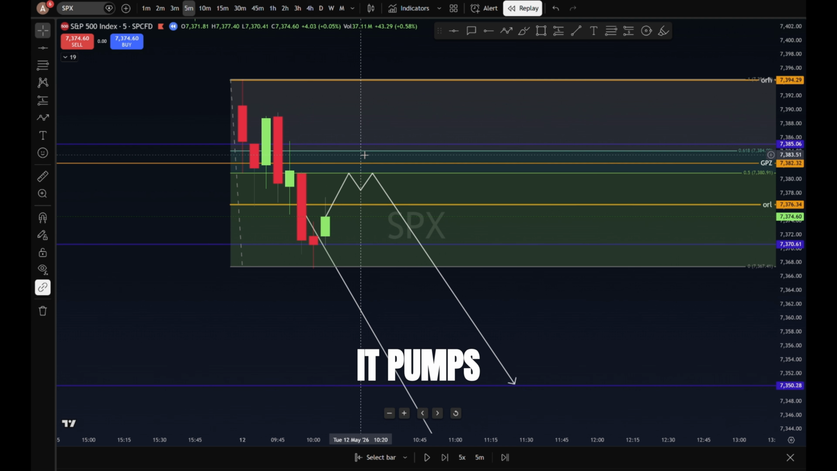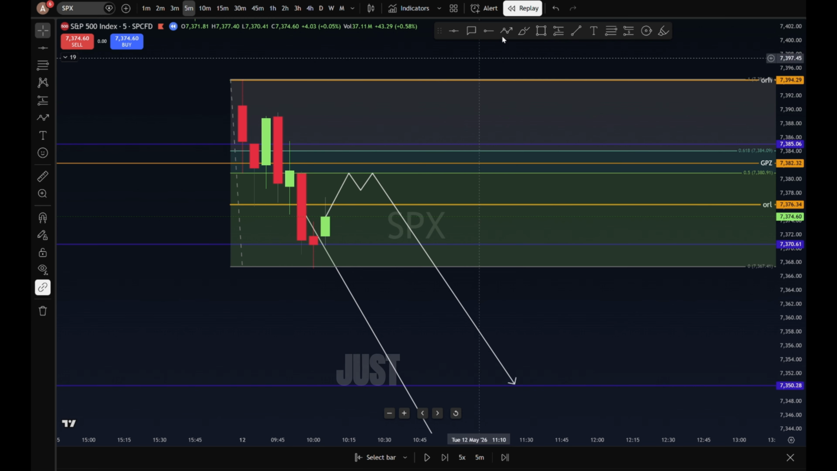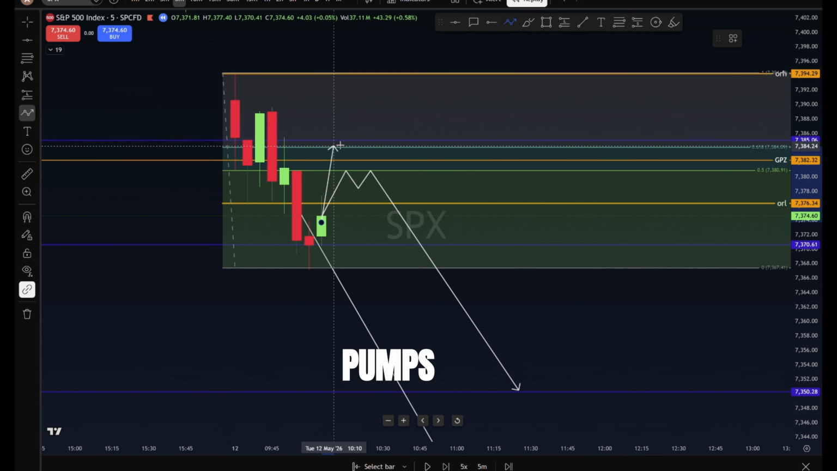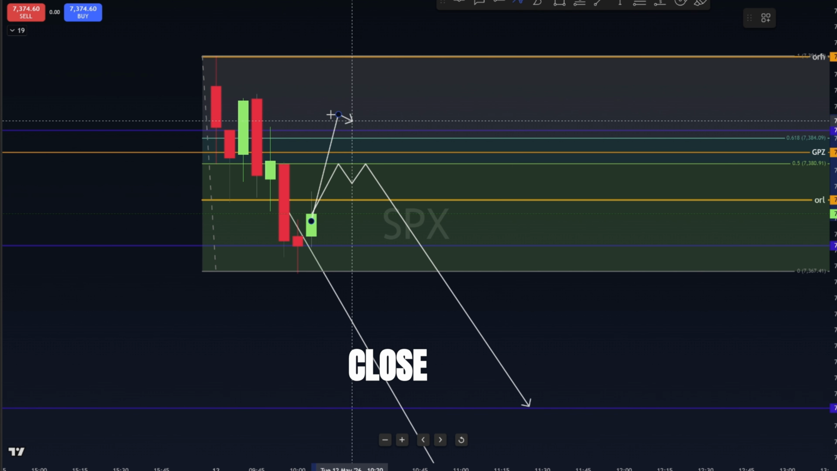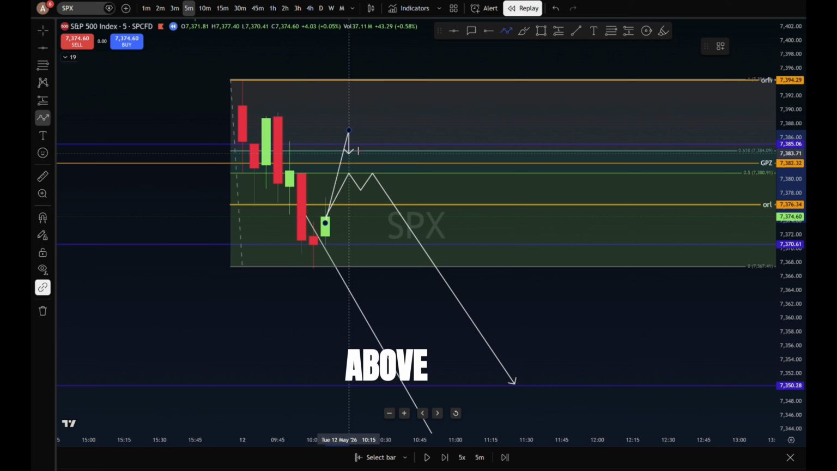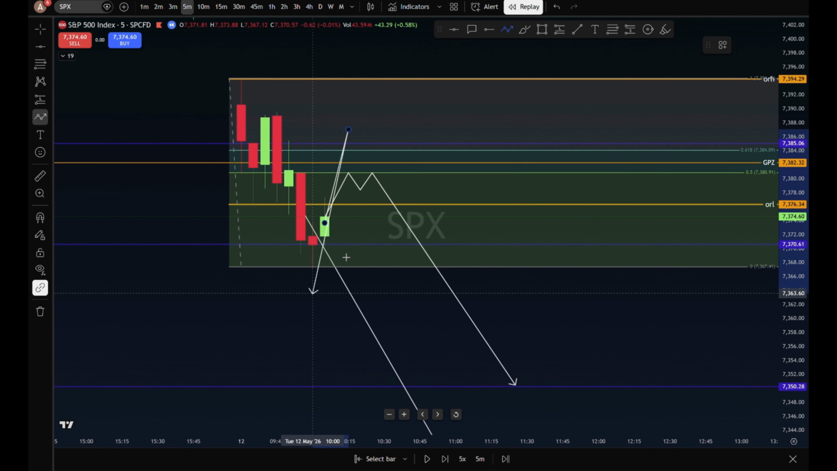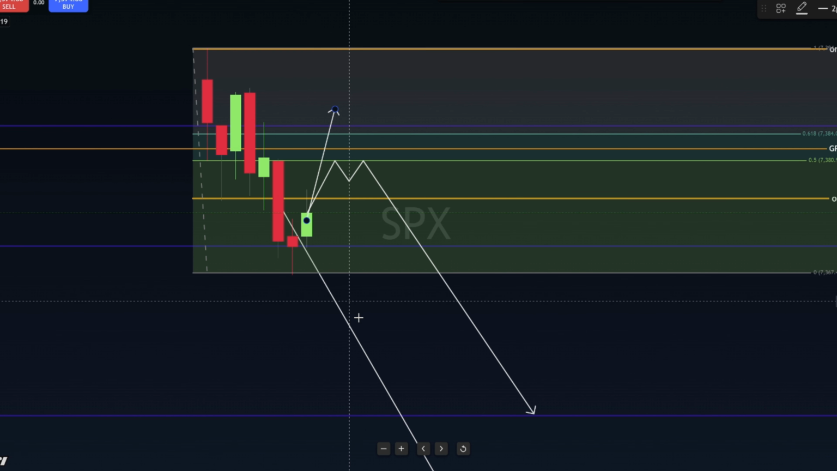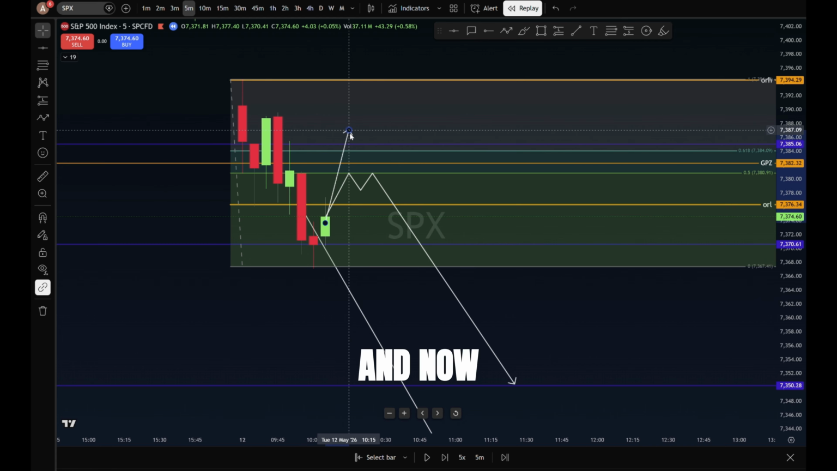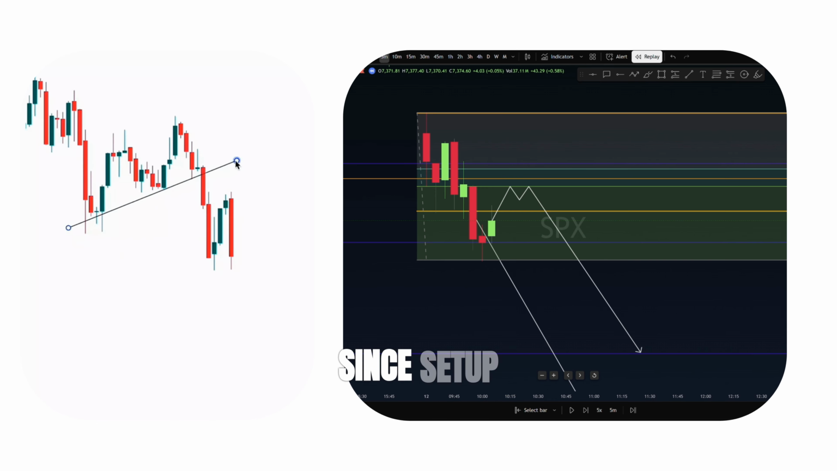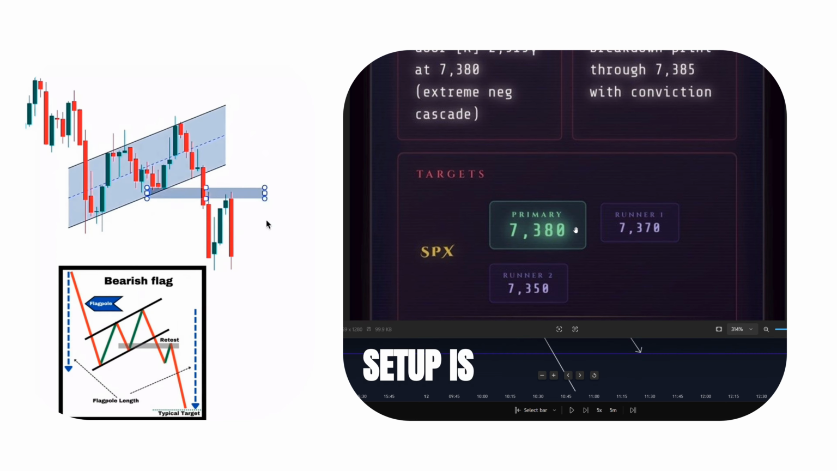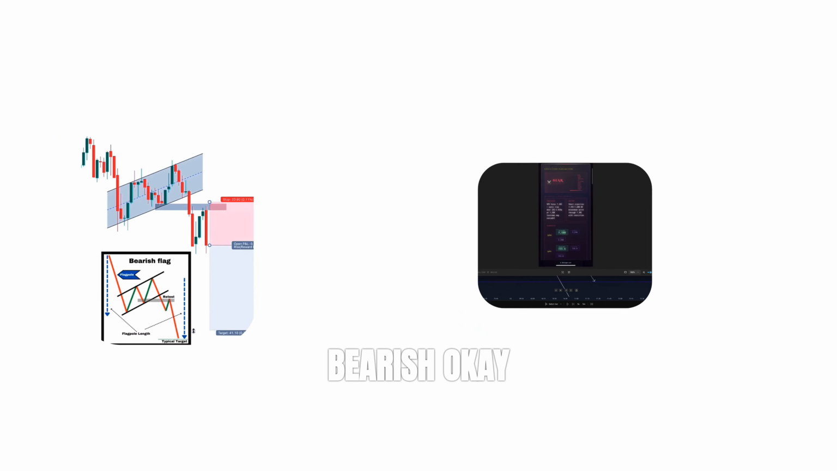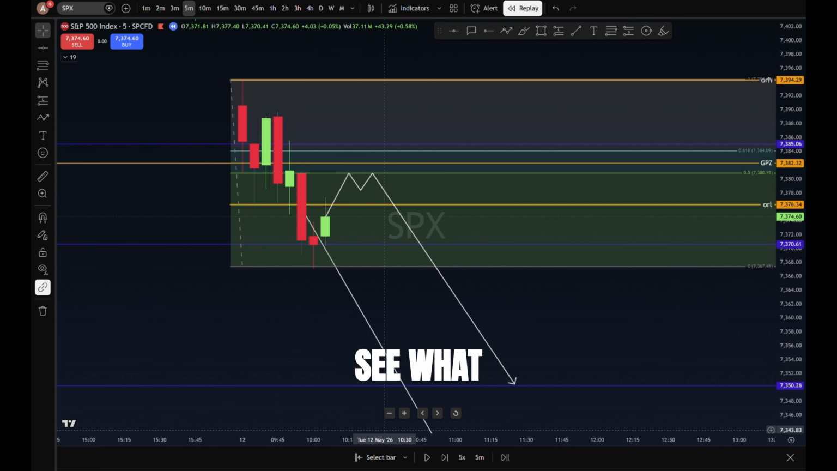But if it pumps, and not just pumps, but pumps and closes 5-minute candles above this GPZ level, then this is not good. The short setup is not good. Then we're gonna cut, we're gonna take our loss, okay? That's it. And now, since the setup is bearish, we're gonna short and we see what happens.